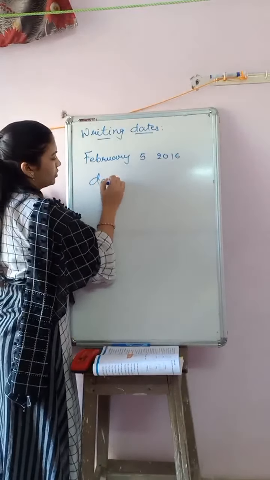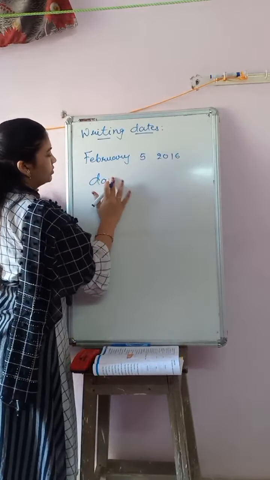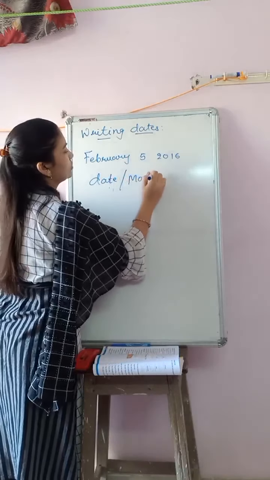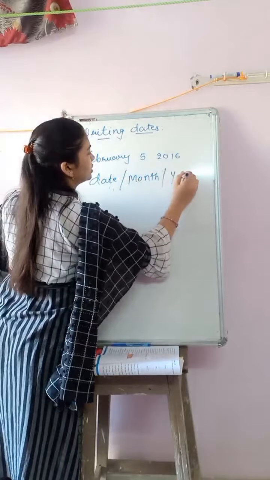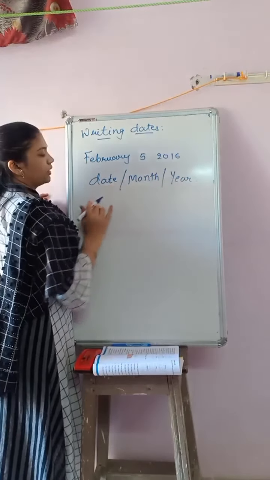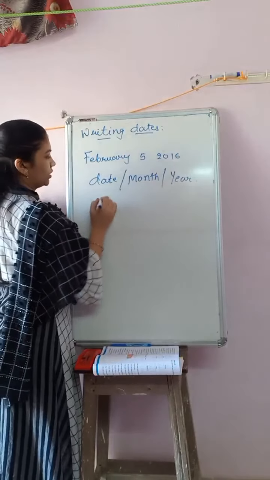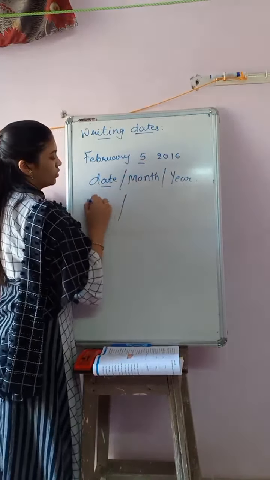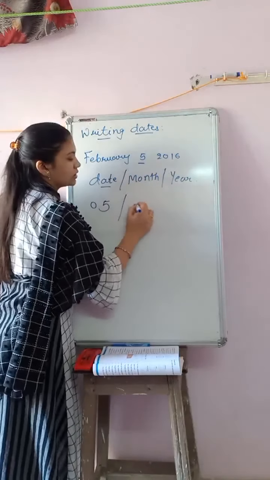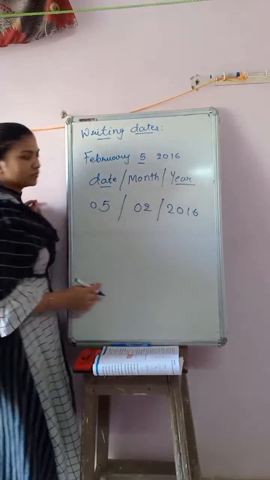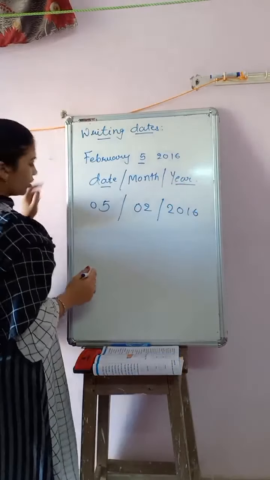Date, month, and the year. You can also change this, but by default you have to use this one. So the date is 5, the month is February, means 02, and the year is 2016. This is the format.